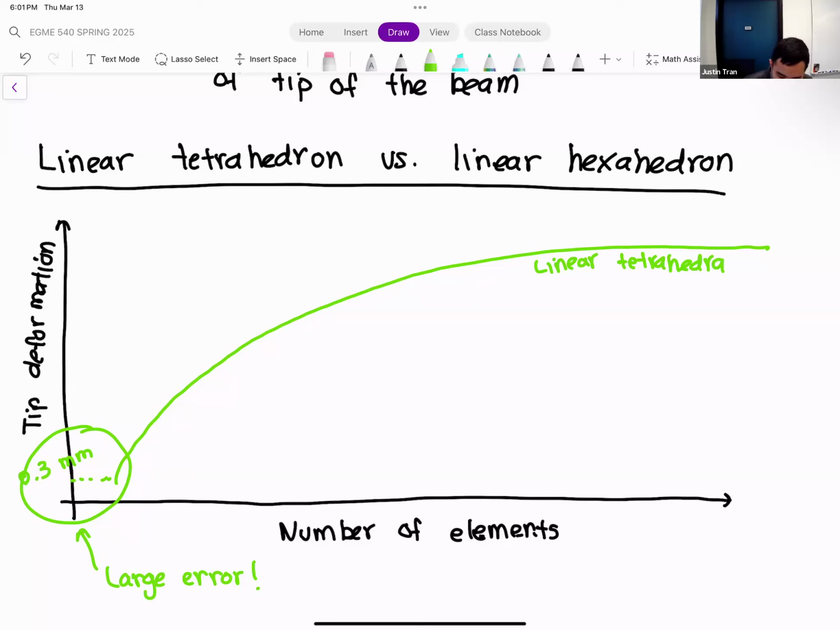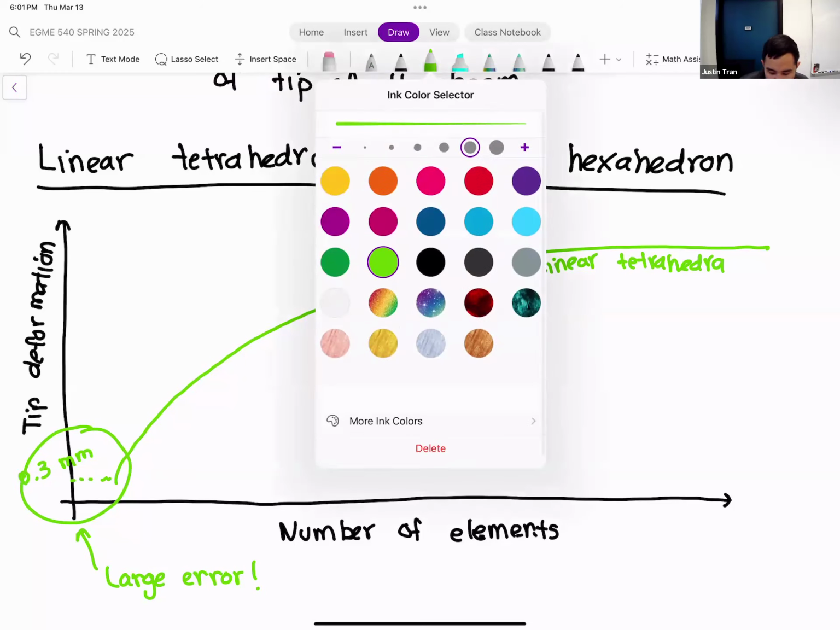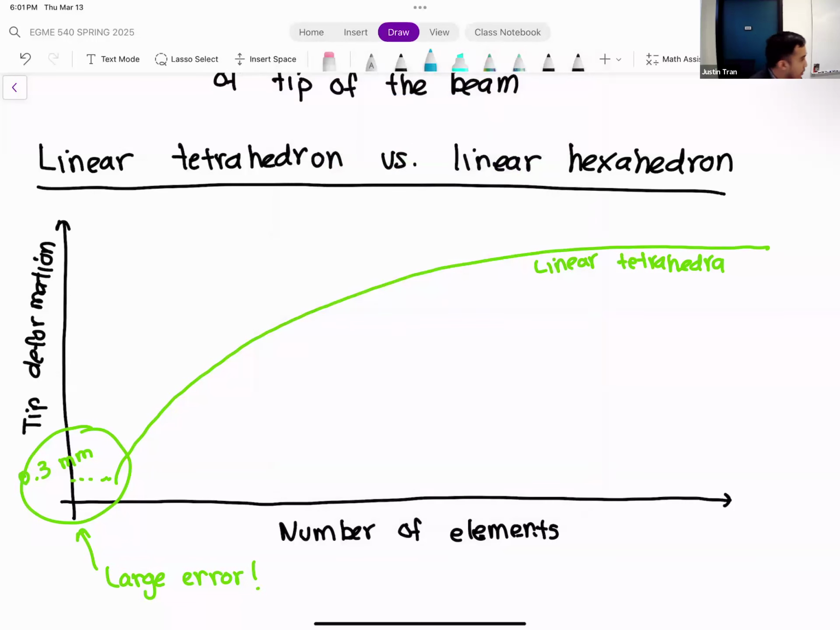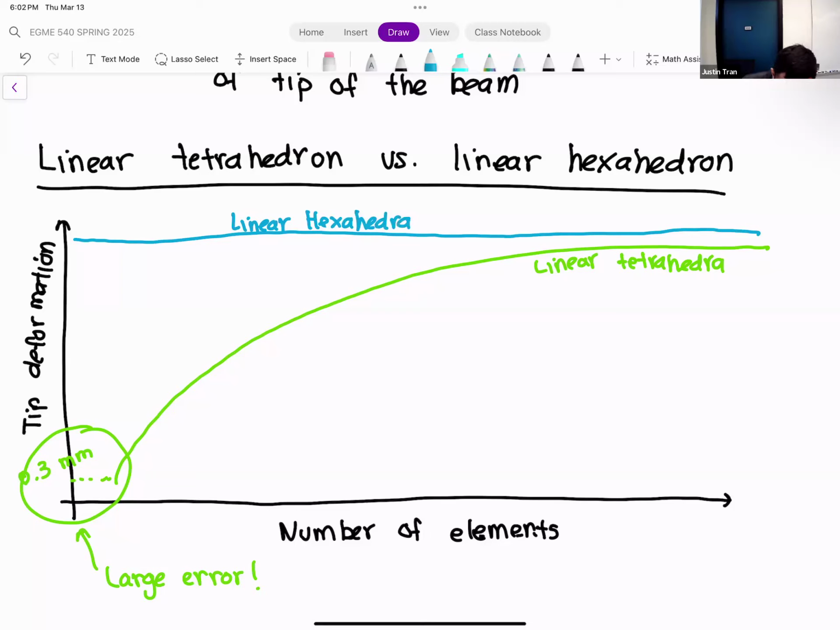Okay. Now let's look at the linear hexahedron. This is a little bit hard to appreciate because the linear tetrahedron performs so poorly. But for the linear hexahedra, the graph looks like this. It looks like a straight line, and its convergence is right at 0.75 millimeters.